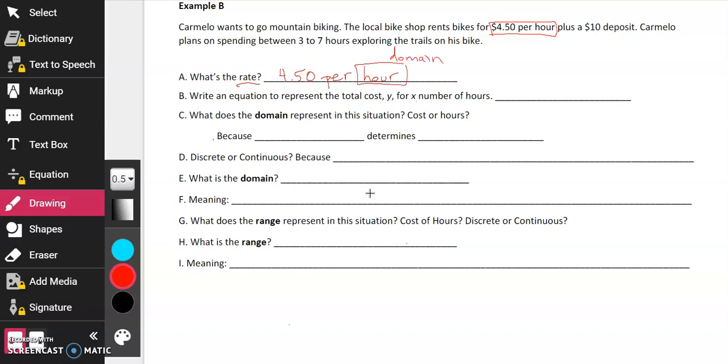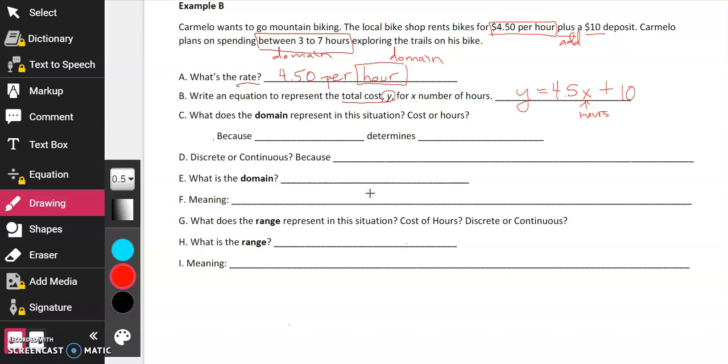And I'm just going to go look what else talks about hours. Right here, he's talking about hours. Okay, so I'm already thinking I know my domain. Let's go write our equation. So total cost, what would that be? It's going to be the $4.50 per hour. Remember, X is our hours. And then plus, okay, literally do what it says, add $10. So I have to add the deposit onto that.